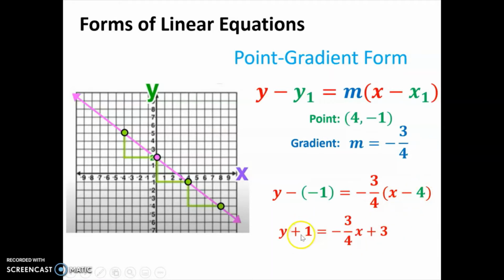Now I'm going to take 1 and subtract it to move it to this side, and I get this equation. Now this should look familiar. This is the form we saw when we looked at this line in terms of slope and y-intercept. It's the same, and that's important to know. Just because we have this other form of a linear equation doesn't mean it's not identical to the form we've known. They are identical. They're just two different forms for the same line.